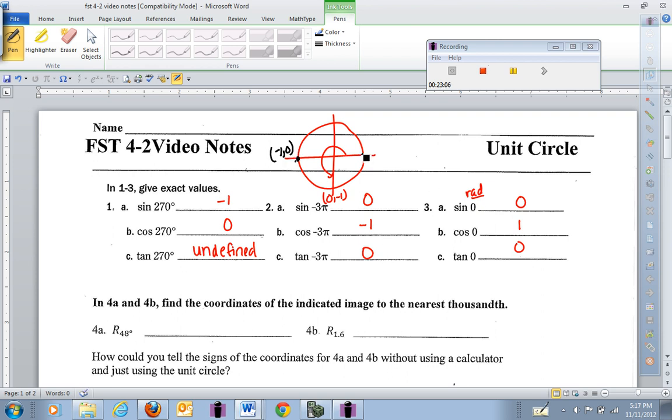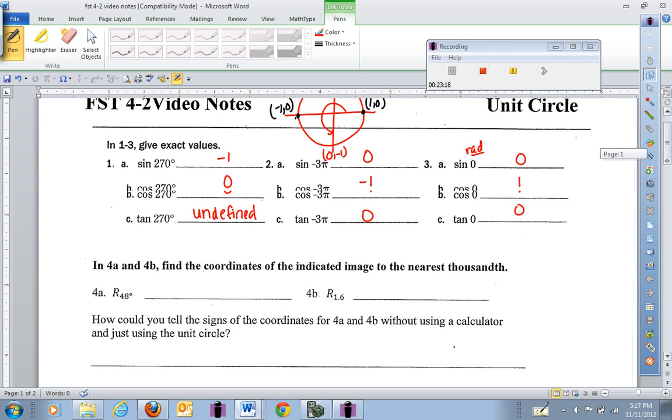And 0 right here is the ordered pair 1, 0, where the sine is 0, the cosine is 1, and the tangent is 0. If you got all those, good job. You should not have to use your calculator to find them.